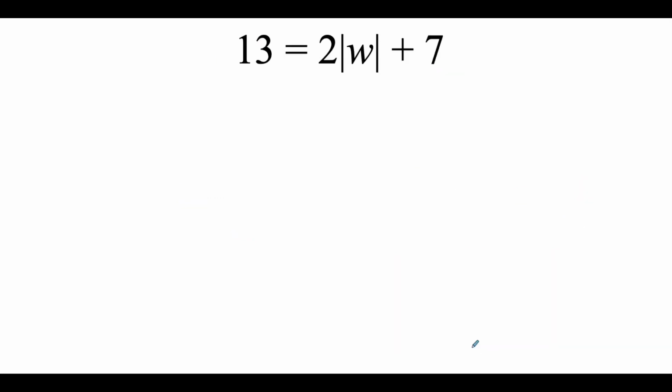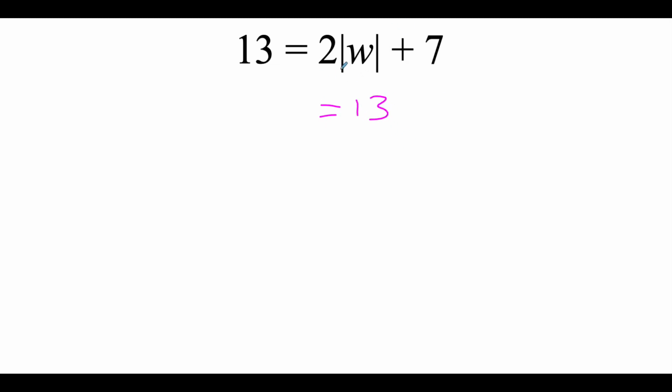Now, as I take a look at this example, I notice that there are multiple things that we're going to have to get rid of because there's several things outside of our absolute value bars. But I also notice that my variable is on the right-hand side. And typically, when I'm solving an equation, I always like to get my variable on the left-hand side. So what I'm going to do with this equation is just flip-flop the left and the right sides. So I'm going to take that 13, and I'm going to put it on the right-hand side.